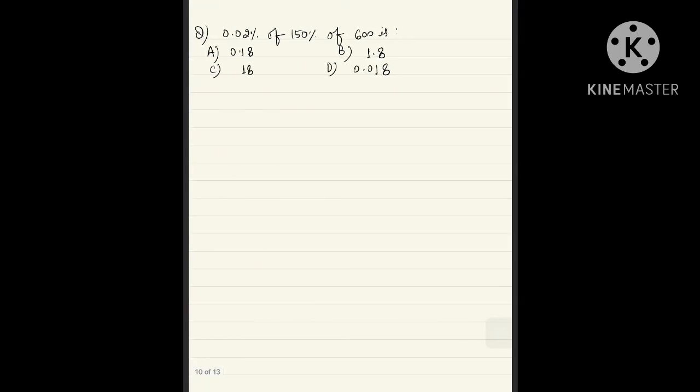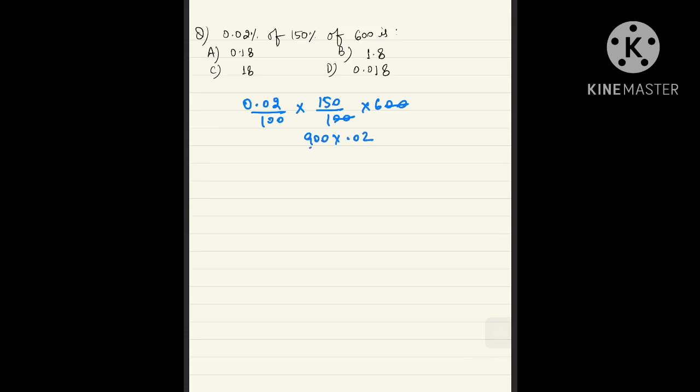Next we have 0.02% of 150% of 600. This is a question from SSC CGL. Okay, so we can write 0.02%. Percent means per 100, of, we will multiply it by 150%, 150 by 100 into 600. So if we multiply 150 into 6, that is 900. 900 multiplied by 0.02 by 100 will give 18 out of 100. So what will be the answer? The answer will be 0.18, right? 0.18 will be your answer.